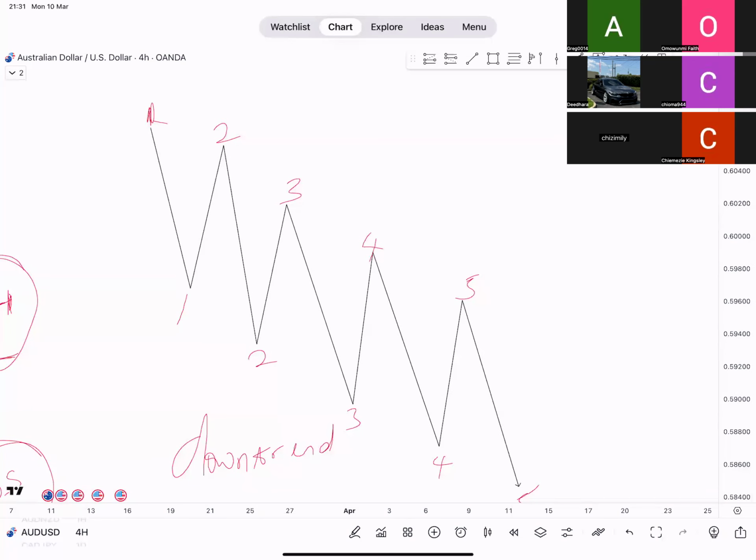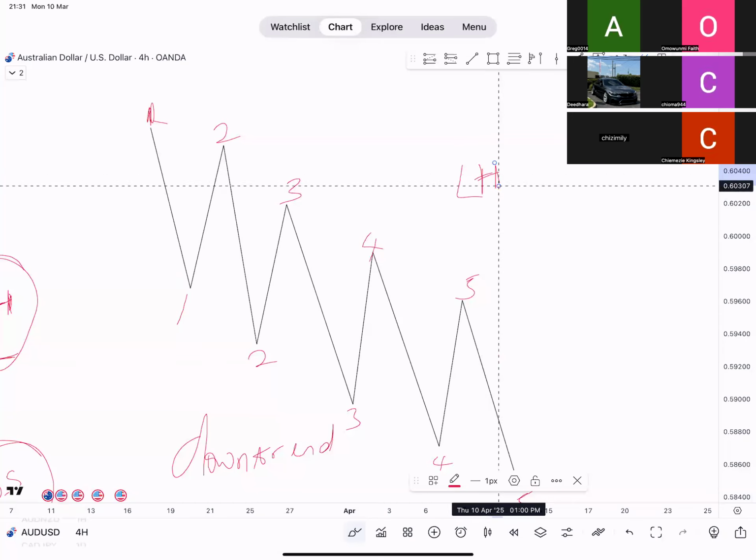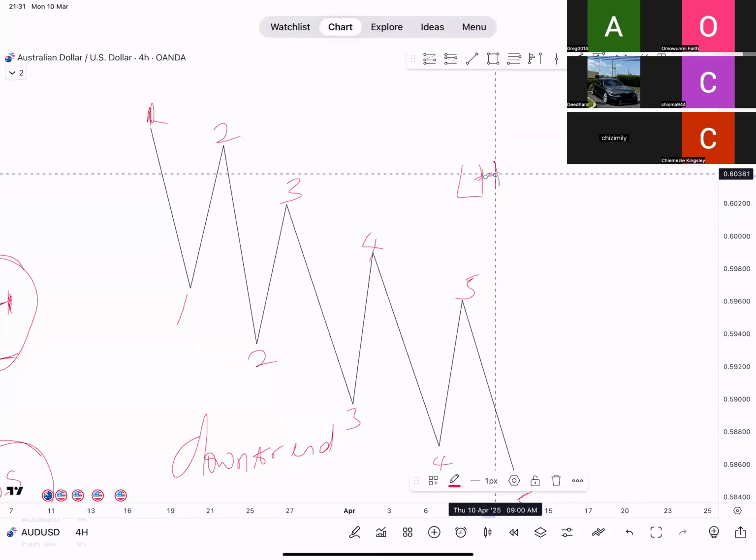Why are they called lower highs? Because they are usually lower than the previous highs. Remember that we established that in the uptrend, the highs are called what? Higher highs, because the new highs are always higher than the previous highs. But in a downtrend, we're going to call them what? Lower highs, because the new highs are always lower than the previous highs.